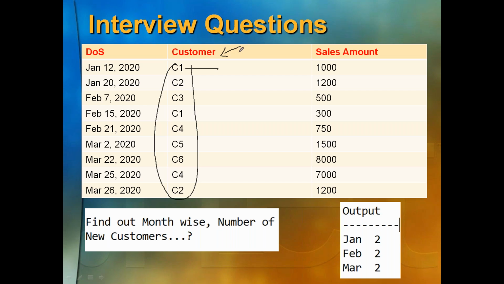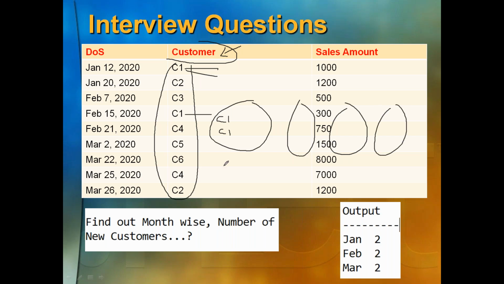Grouping by customer means all C1 data will be grouped, C1 and C1, then C2 data will get grouped, C3 data, like that. You have to group by customer ID. Clear? Customer-wise we need to group it, and after grouping it I want to perform an aggregate function.